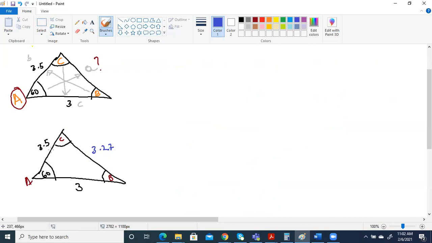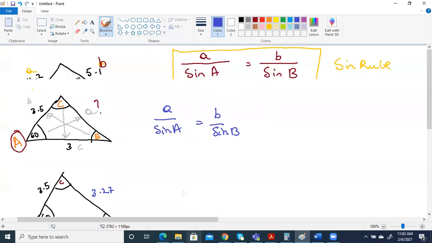No, you have to go through the process again of saying the sine rule says sine A over sine A. Let me just write it. You have to say the sine rule says A over sine A equals B over sine B.